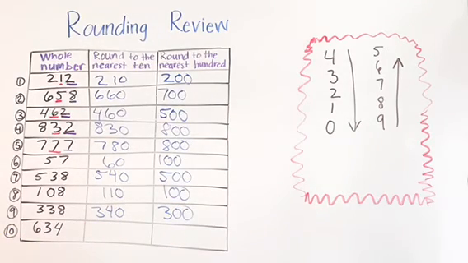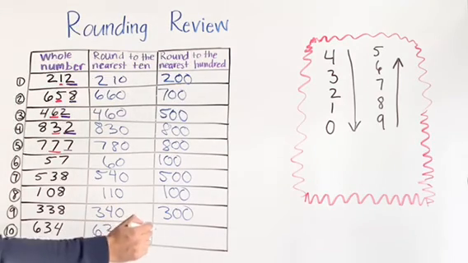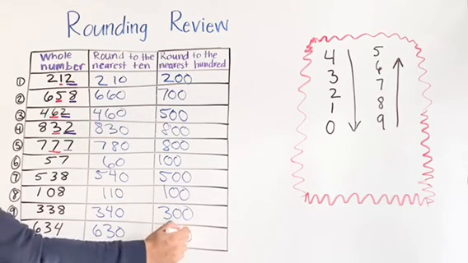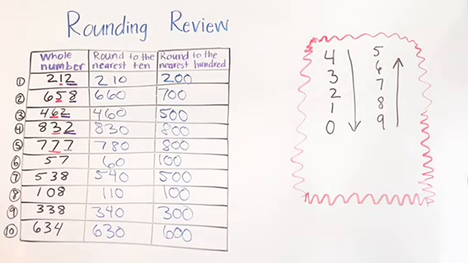For number 10, you have 634. It's going to be rounded to 630, and for your hundreds, it's going to be rounded to 600. Okay. Now, if you think you're still having problems, like I always say, go ahead and watch the video over and over.